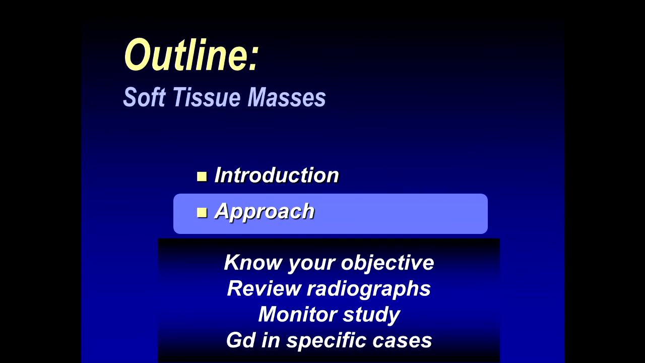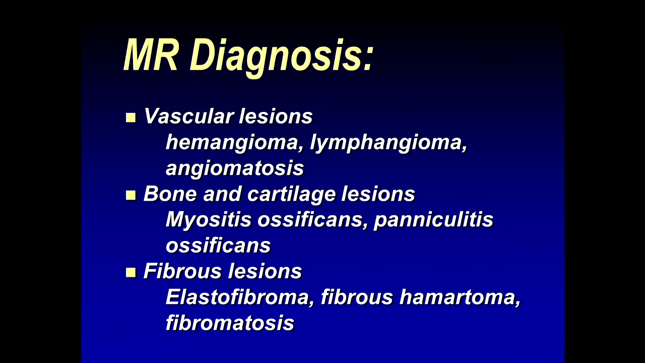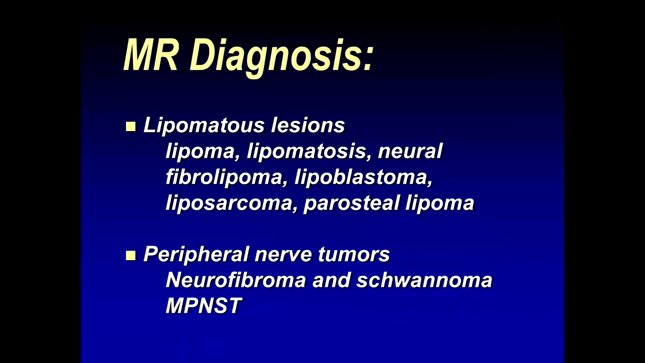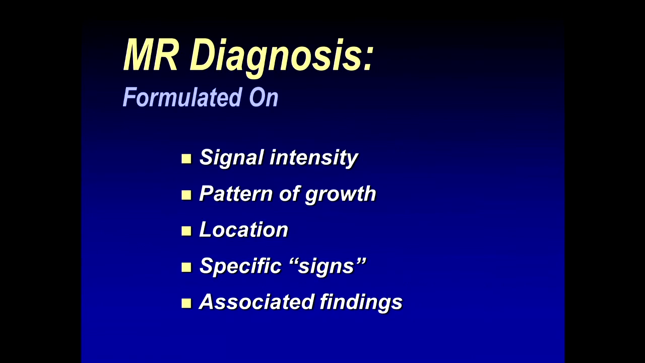Okay. Now, as far as diagnosis, there's a whole host of diagnoses that have been described in the literature, whether they be vascular lesions, various bone and cartilage lesions, many of the fibrous, certainly almost all of the lipomatous and peripheral nerve type tumors, as well as the synovial and many tumor-like lesions. And generally speaking, we make our diagnosis based on a number of features. That includes the signal intensity of the lesion, its pattern of growth. More recently, its location has become very important, as have certain specific signs and findings.